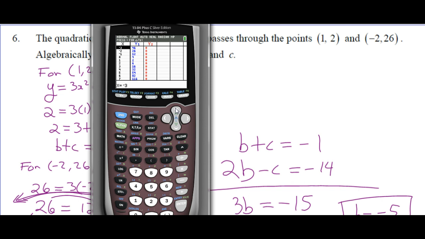You could also graph it and then use second calc value and put in a value of 1. Let's do that. I'm going to say graph, because it's not going to work terribly well here. So I go second calc, value, and I want x as 1. It comes back with 2. Second calc value, and I want x as negative 2. It comes back with 26. So it works.